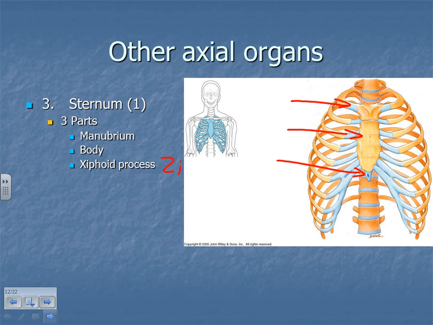The 3 parts usually are fused together. It's not 3 separate bones, they're just 3 parts. Especially in an older adult, you wouldn't even be able to tell the difference. There's all 3 together. The notable part is this little xiphoid process piece, especially when performing CPR.